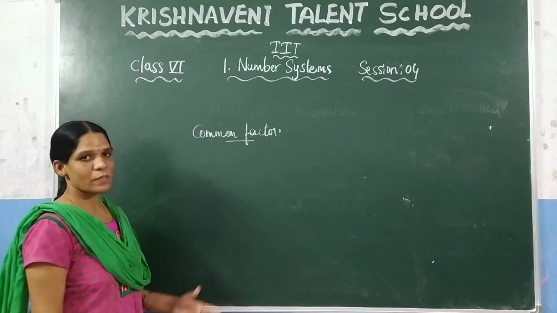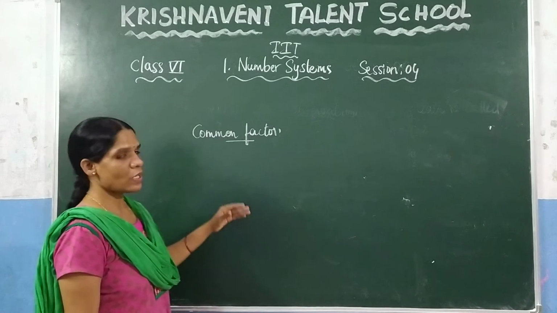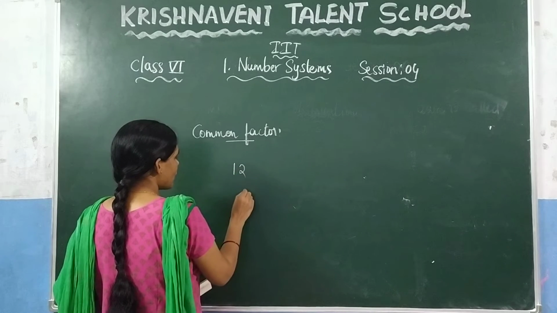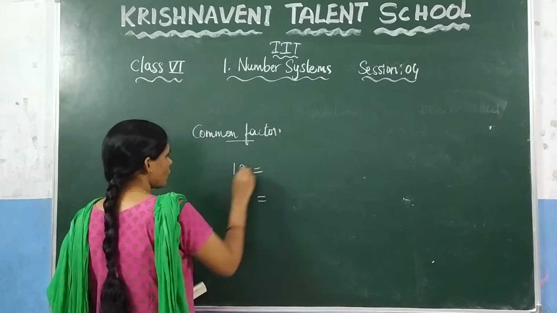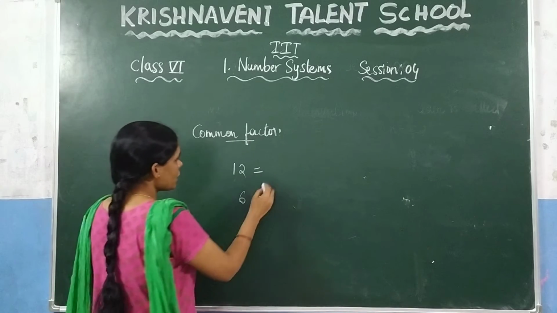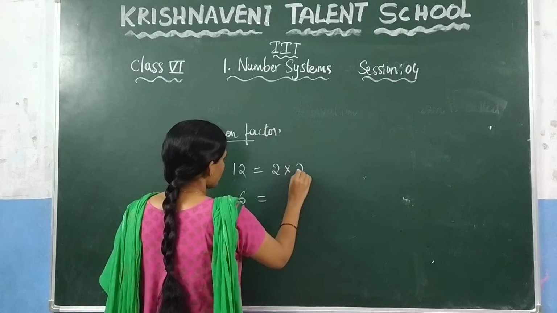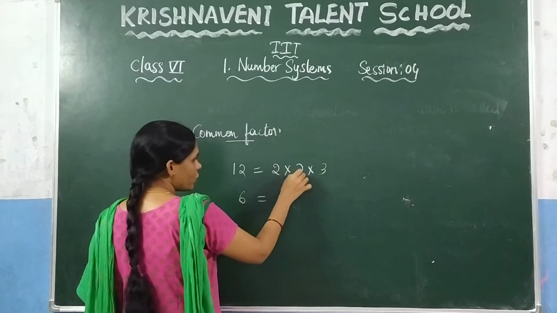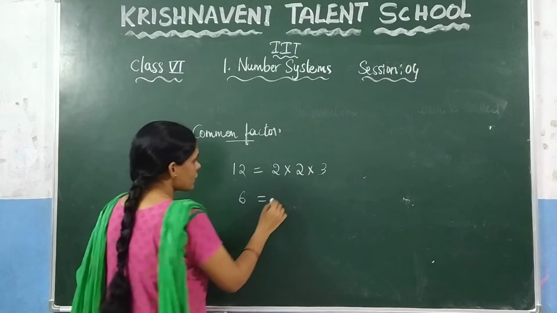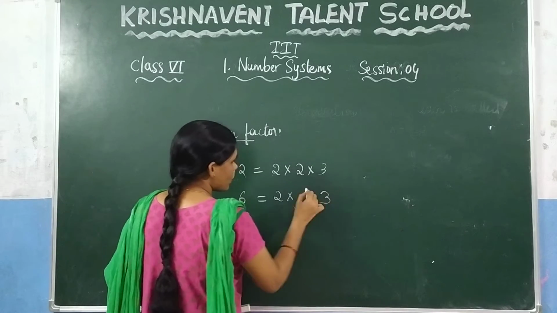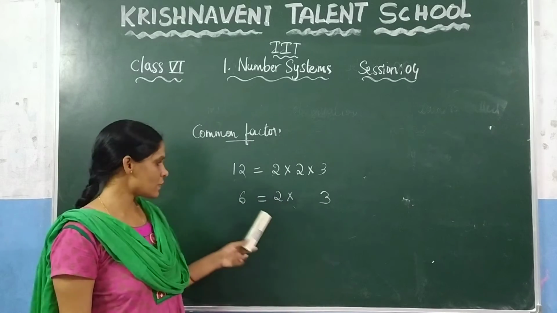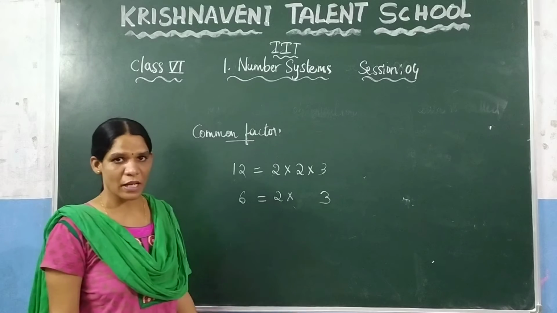Now, what is meant by the common factor? Suppose you are given some numbers. Let us consider 12 and 6. What are the factors of 12 here? You can write this as 2 into 2 into 3, since 2 into 2 is 4, and 4 into 3 is 12. And similarly you can write 6 as 2 into 3. So here we have written 12 as a product of prime factors, and similarly we have written 6 as a product of prime numbers.